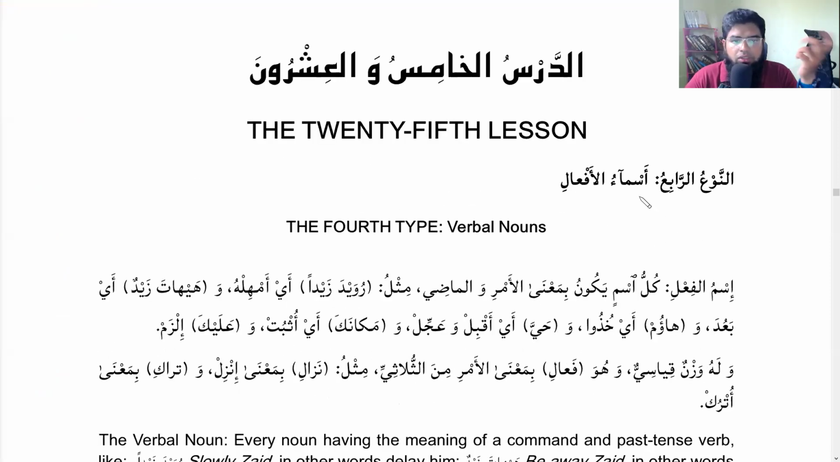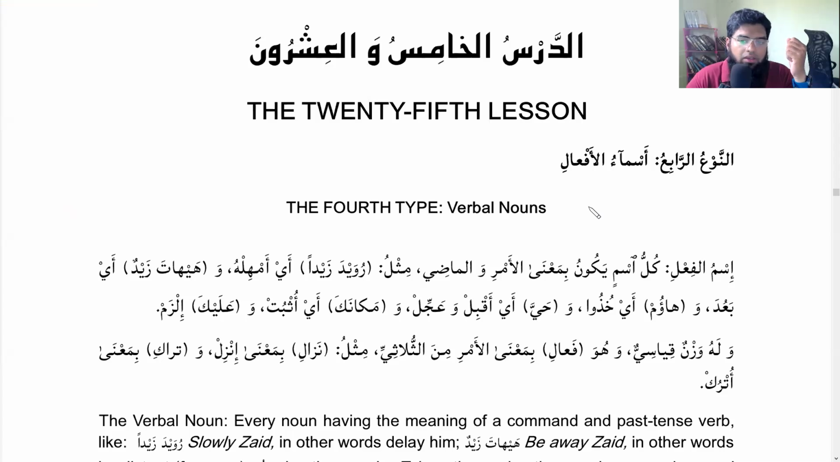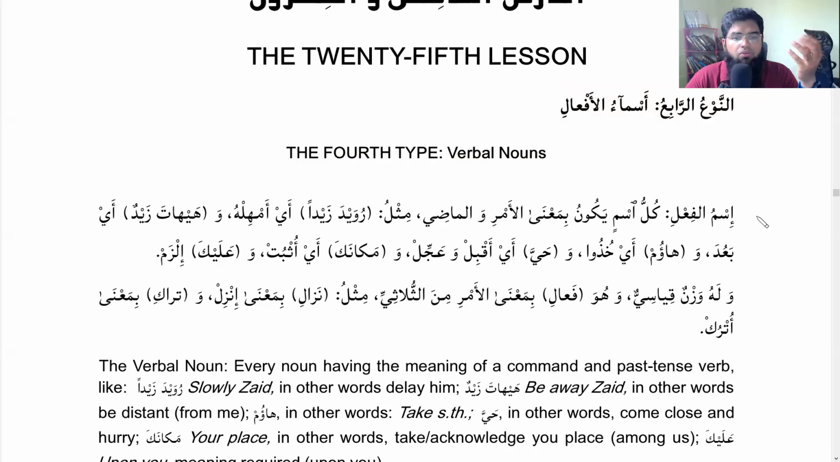You might be like, what's this? These are nouns which give the meaning of verbs. Asma'ul af'al. These are called verbal nouns. Nouns which give the meaning of verbs. Ismul fi'l, kullu ismin, every noun يكون بمعنى الأمر والماضي. It is in the meaning of أمر and ماضي.